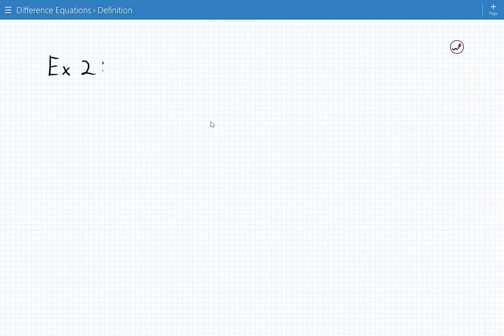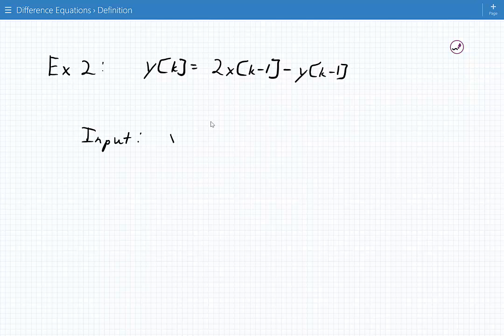In this next example, we'll look at y of k with an input, x of k. So in this example, y of k is equal to 2 x of k minus 1 minus y of k minus 1. We'll set the input x of k equal to the ramp function k times u of k. We also need an initial condition y of negative 1, which in this example we'll set to 0.